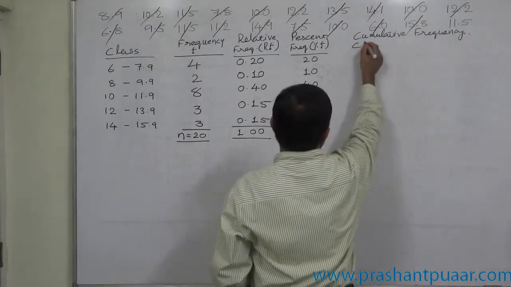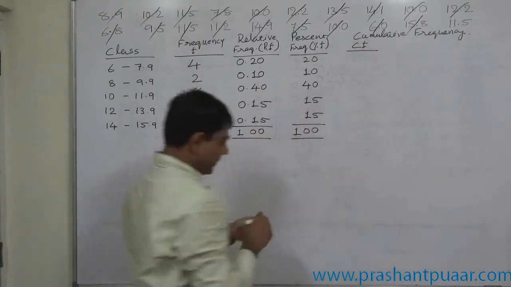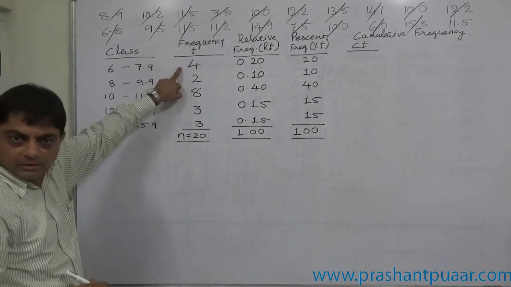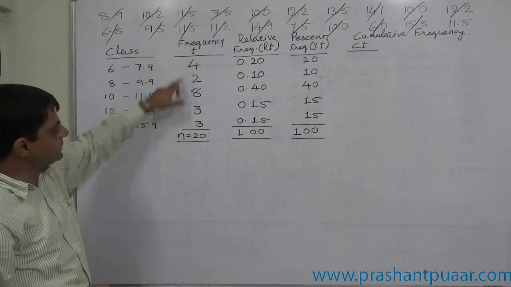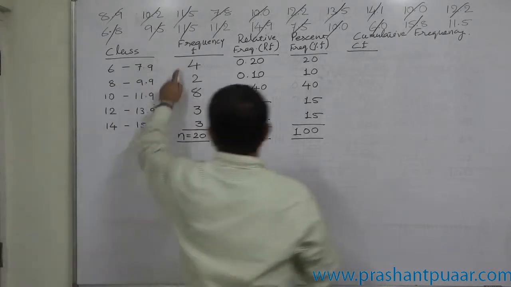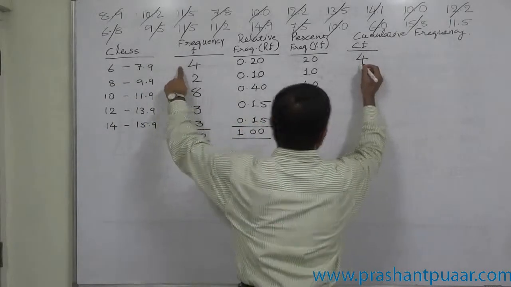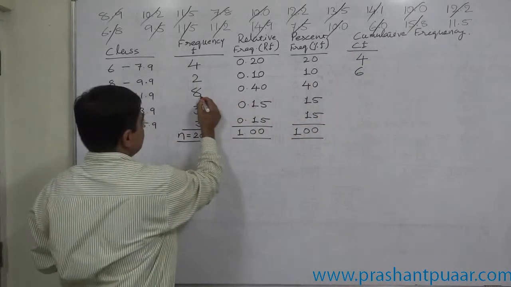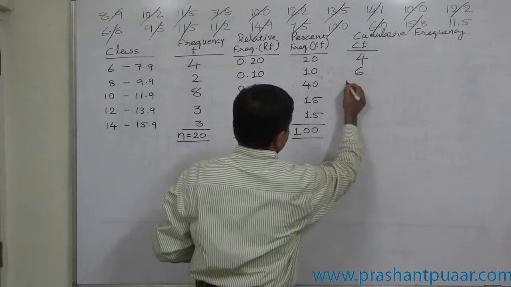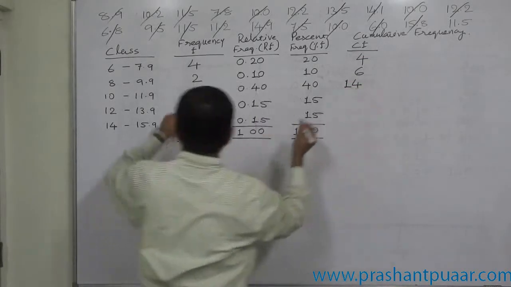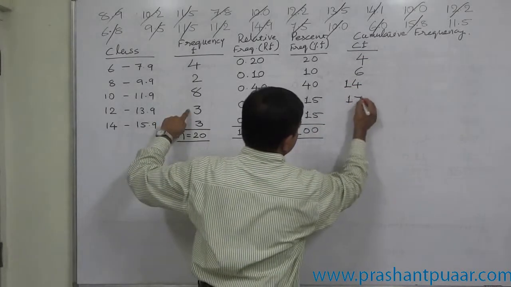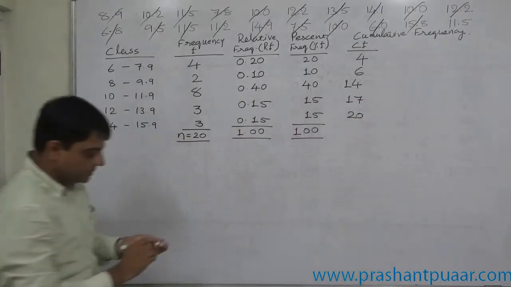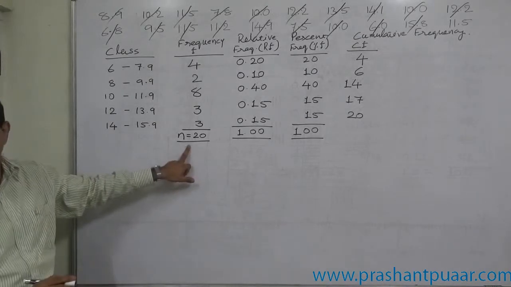And first is simple cumulative frequency, that means cumulative frequency of this column. What is accumulation from first number to the last number? 4 as it is, 4 plus 2, 6, 6 plus 8, 14, 14 plus 3, 17, and 17 plus 3, 20. It should be actually exactly equal to the total of frequency.